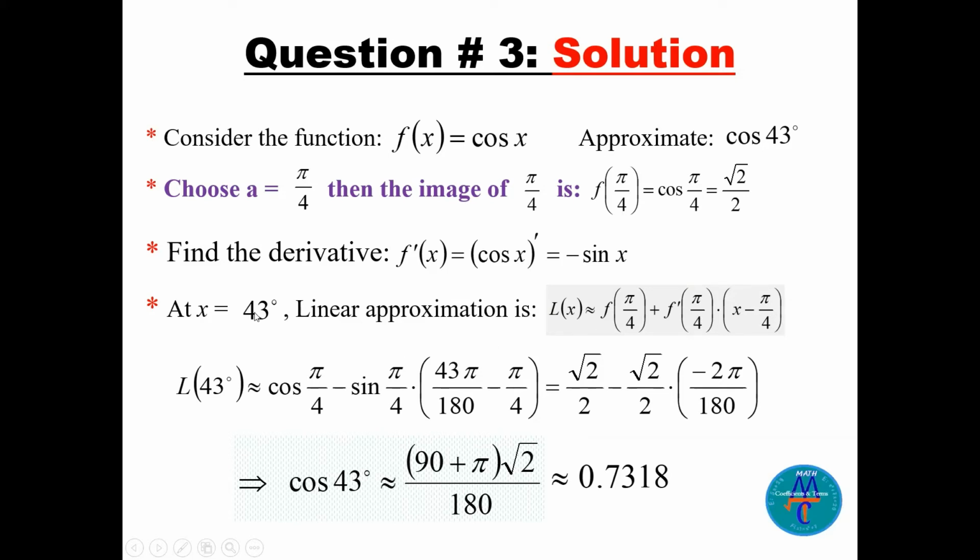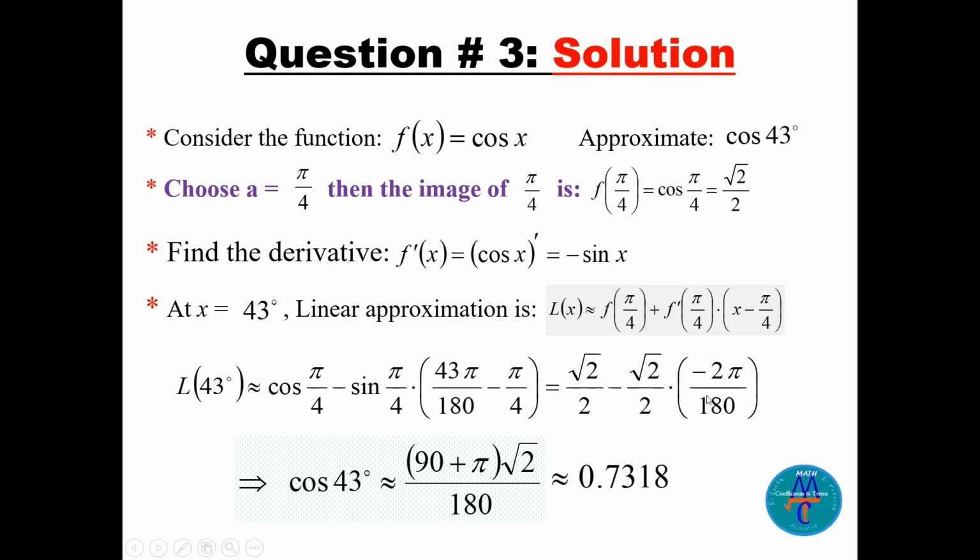Now for x, we have to change this 43 degrees into radians, so we multiply by pi over 180. Just put the numbers there. Cosine of pi over 4 is square root of 2 over 2. Sine of pi over 4 is also square root of 2 over 2, multiplied by all this here.